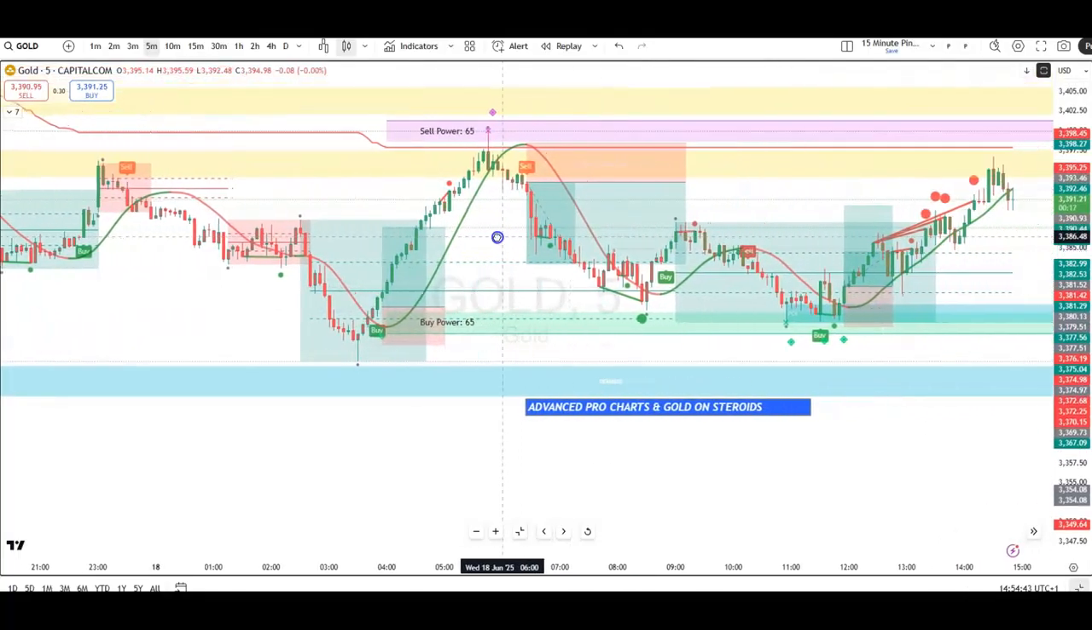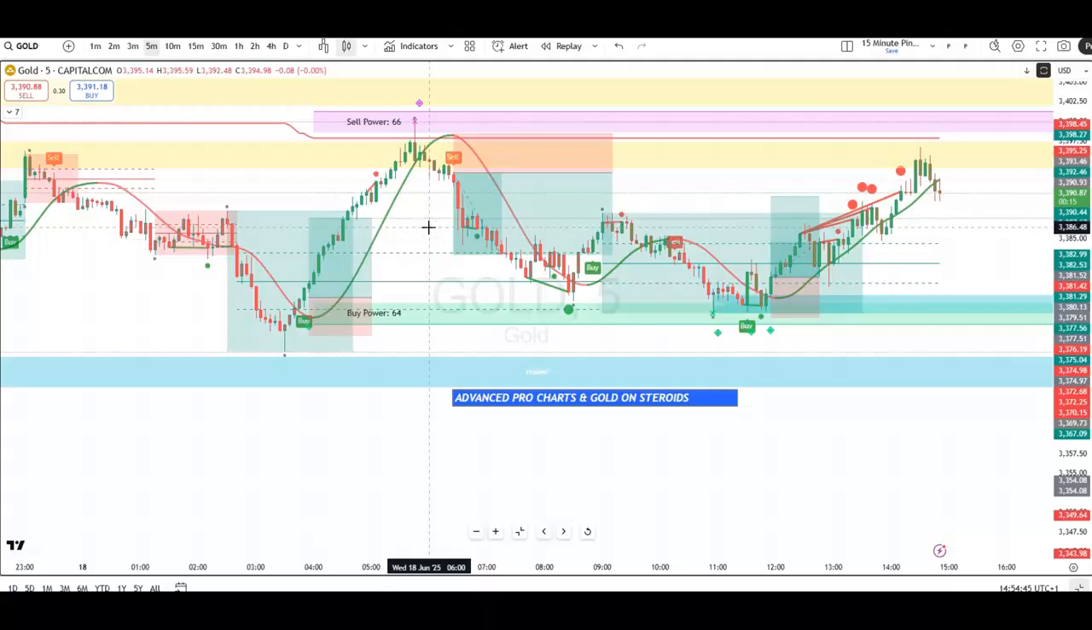Now look at these sell and buy power numbers. 64, anything above 60 is a very strong buy here.